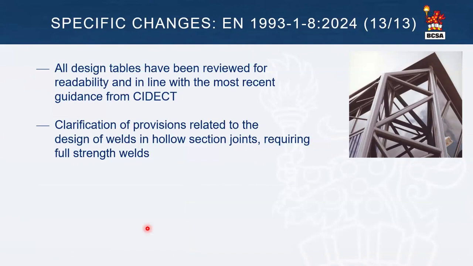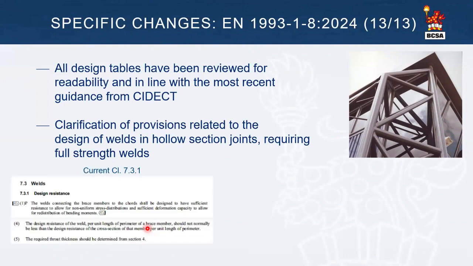Finally, clause 9 for hollow section joints has been completely reviewed in terms of presentation only. So the expressions are largely the same, but the design tables have been reviewed for clarity. I actually think that the revised design tables read much better and give more complete information regarding all the design checks that you need to carry out.